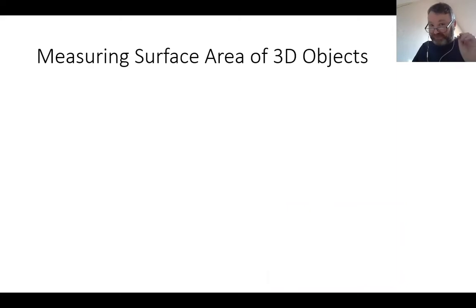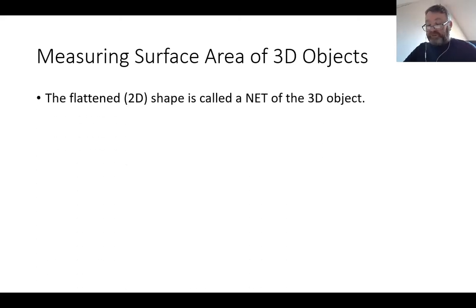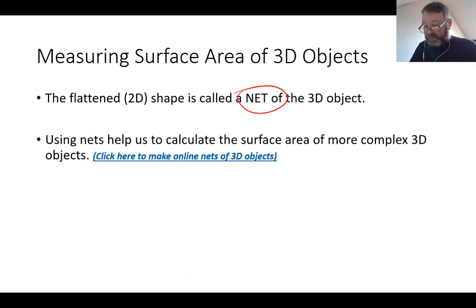Okay, so that's your net, and a net is the 2-dimensional representation of a 3-dimensional object. So the flattened 2D shape of any 3-dimensional object is called a net, and the net is used because it helps me to calculate the surface area, okay? So using nets helps us to calculate the surface area of a more complex 3D object.